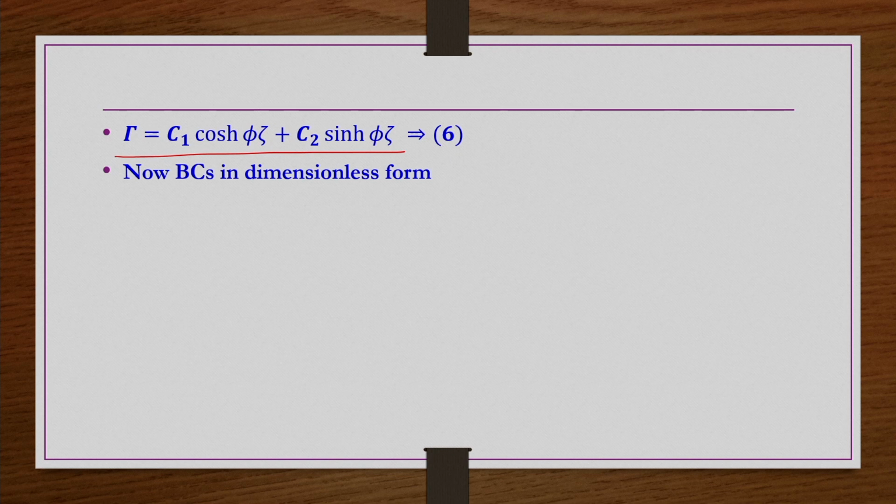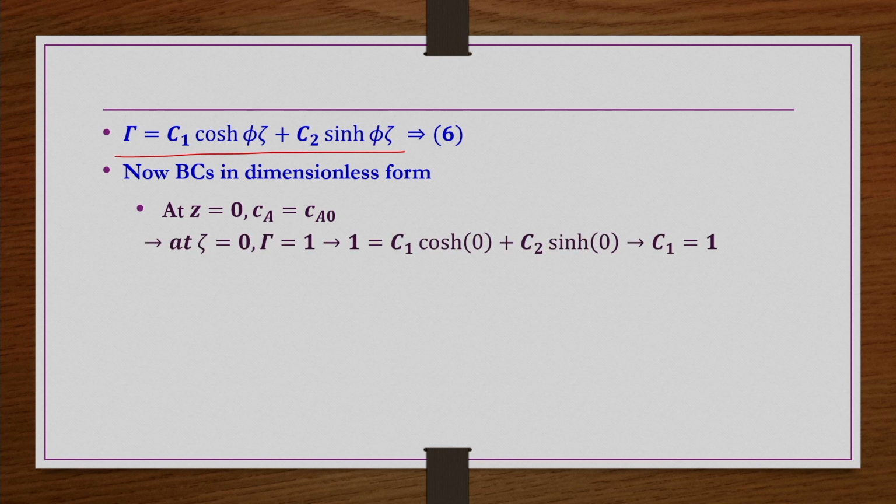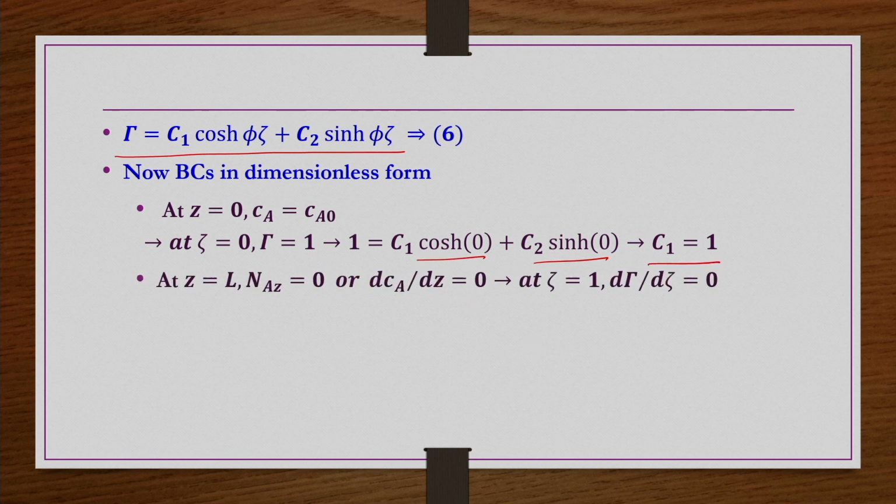So, boundary conditions also we have to write in dimensionless form. So, at z is equal to 0, Ca is equal to Ca naught. If z is equal to 0, then zeta is equal to 0, and then if Ca is equal to Ca naught, that means gamma is equal to 1. So, that means 1 is equal to C1 cos hyperbolic of 0 plus C2 sin hyperbolic of 0, that means sin hyperbolic of 0 is 0, and then cos hyperbolic of 0 is 1. So, C1 is 1, right.